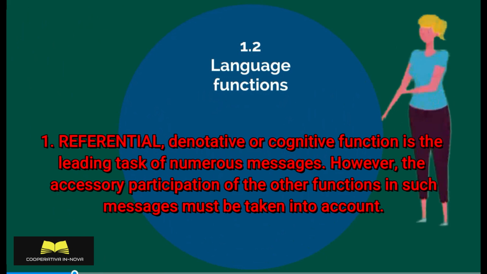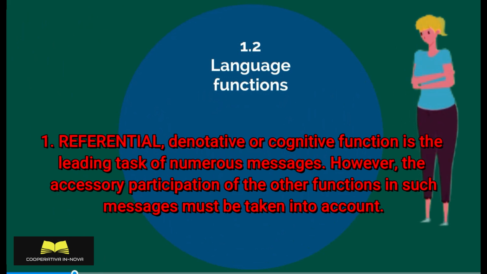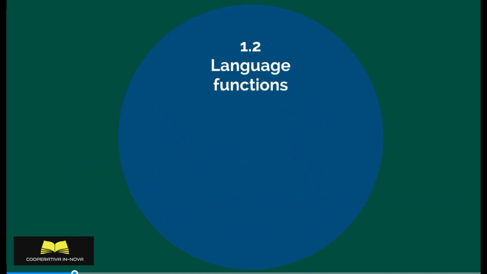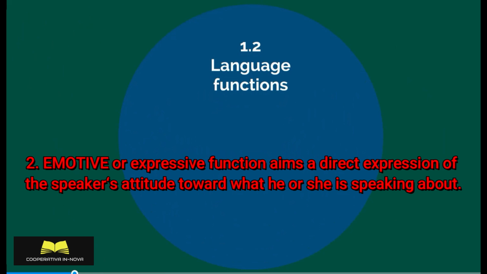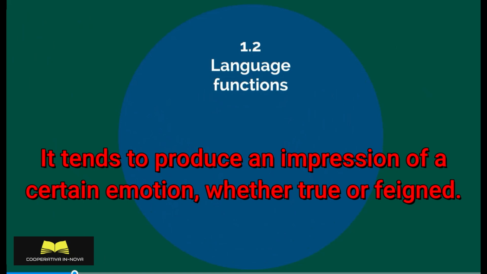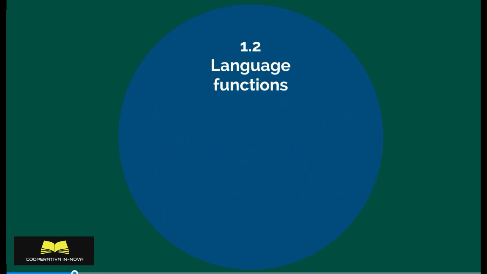1. Referential, denotative or cognitive function is the leading task of numerous messages. However, the accessory participation of the other functions in such messages must be taken into account. 2. Emotive or expressive function aims at direct expression of the speaker's attitude toward what he or she is speaking about. It tends to produce an impression of a certain emotion, whether true or feigned.